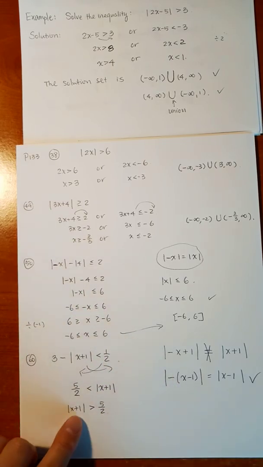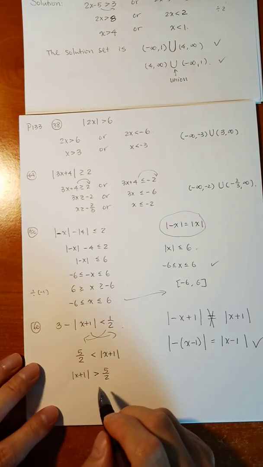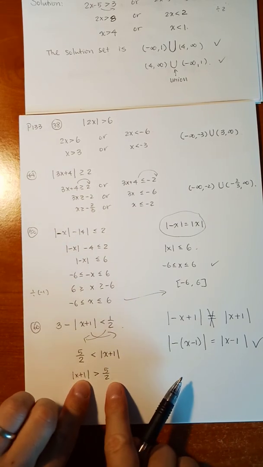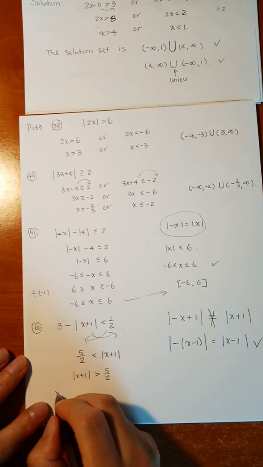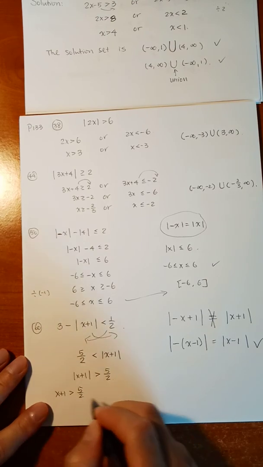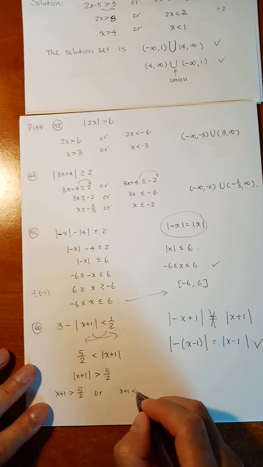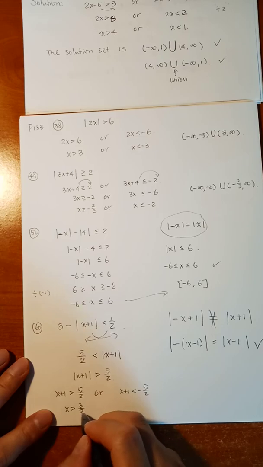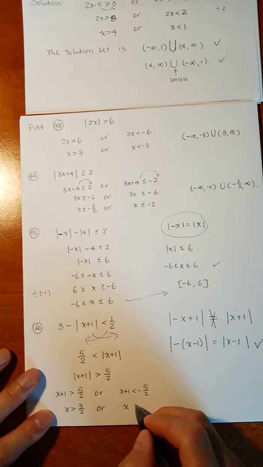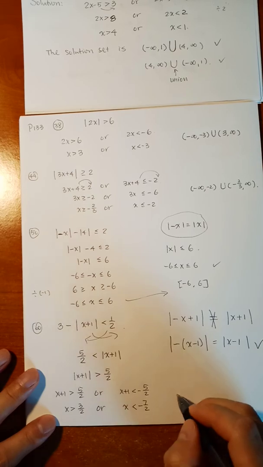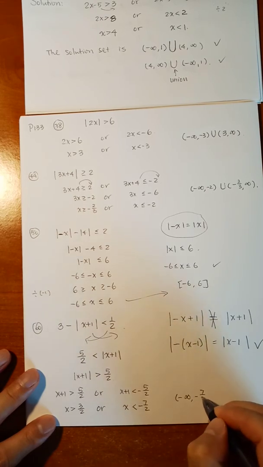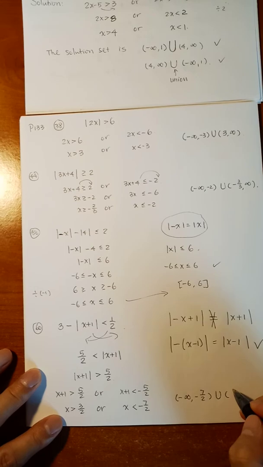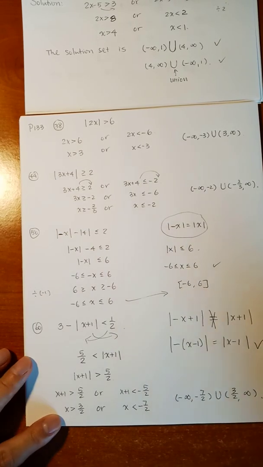Left side contains x. So its absolute value is greater than 5/2. So you get x plus 1 greater than 5/2, or x plus 1 less than negative 5/2. So here x is greater than 3 halves, move 1 to the right side, 5 halves minus 1 is 3 halves, or x less than negative 5 halves minus 1, negative 7 halves. So the solution set will be negative infinity to negative 7 halves union 3 halves to positive infinity.